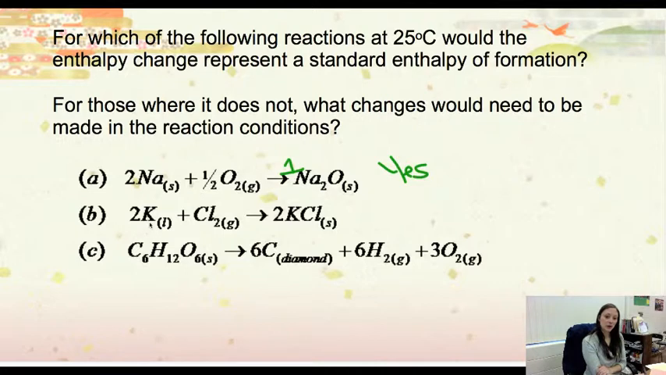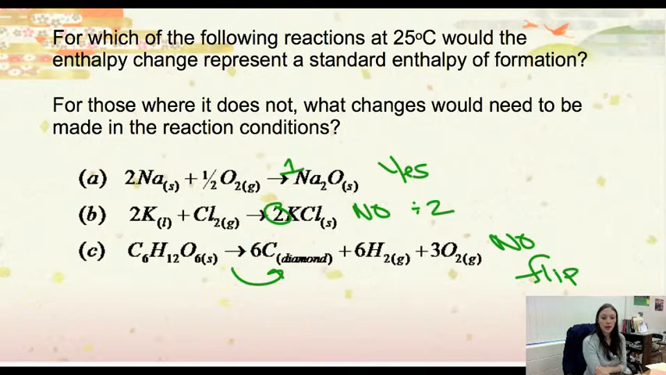Now when I look at this one, look, I've got my element, and my compound. So good. But this has 2 moles. So no, that does not represent a standard enthalpy of formation. I would have to divide that by 2, and then it would. Okay? I've got my compound as a reactant, and I've got the elements as my products. So, no, that one doesn't work either. You'd have to flip it. Then I would have the standard enthalpy of formation for C6H12O6.